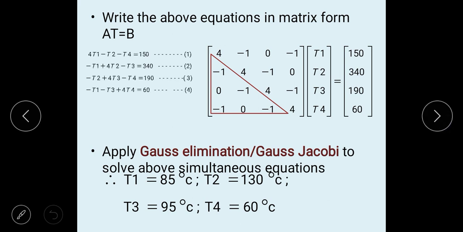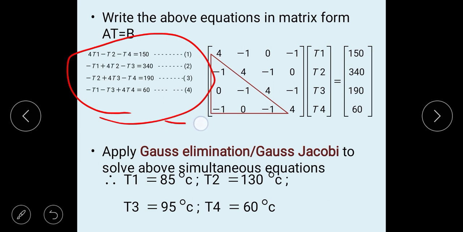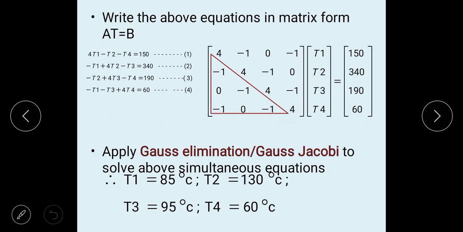We can convert this matrix into this matrix. These are types of simultaneous equations, which we already discussed in Gauss elimination methods. So later on, to find the temperatures T1, T2, T3, T4, you can use the Gauss elimination method or the Gauss-Jacobi method to solve these simultaneous equations.